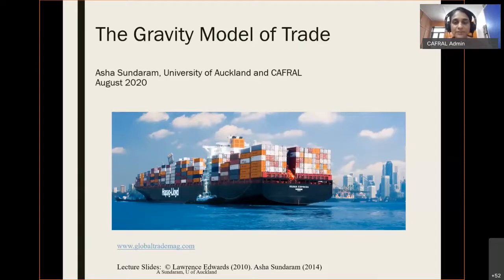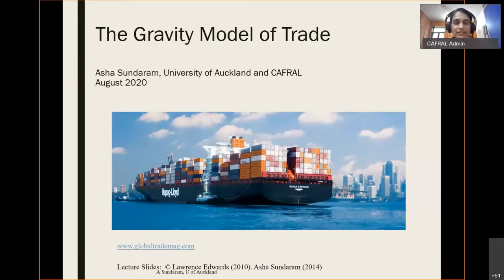So this comes from Newton's law of gravity, right? It says that the gravity between two objects is inversely proportional to the distance. So the bigger the distance between the two objects, the less the gravity between them. And it says that objects that have a larger mass are going to have more gravity. Right, so that is the basic idea behind gravity in physics.